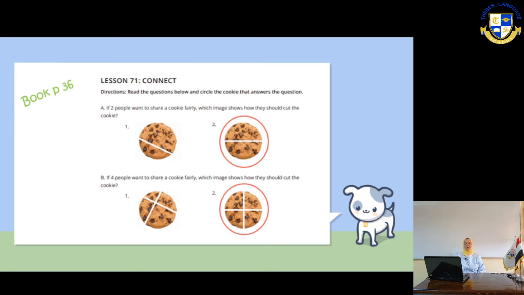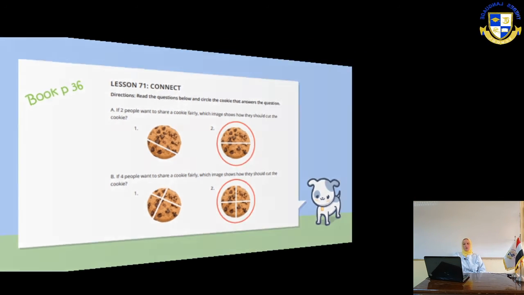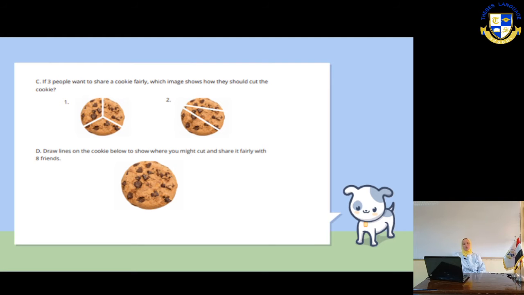Now, in the next page, if 3 people want to share a cookie fairly, which image shows how they should cut the cookie? 1 or 2? Of course, it will be number 1. Now, draw lines on the cookie below to show where you might cut and share it fairly with 8 friends. If I want to share it with 8 friends, I must cut the cookie into 8 equal parts. So, it will look like this, okay?